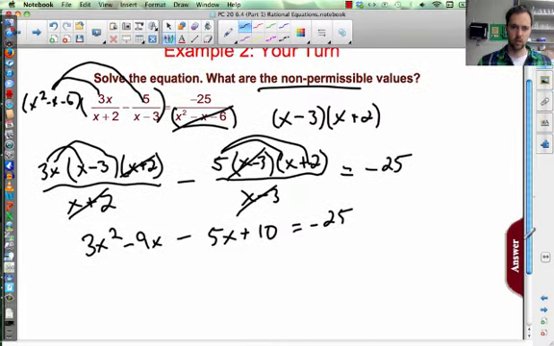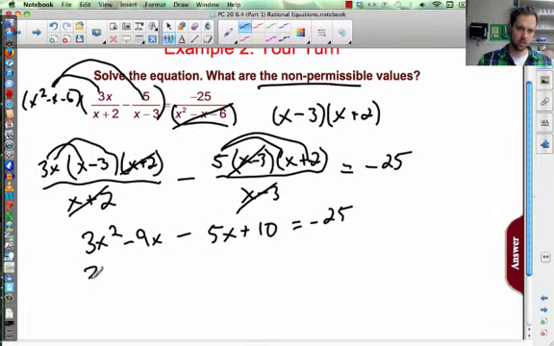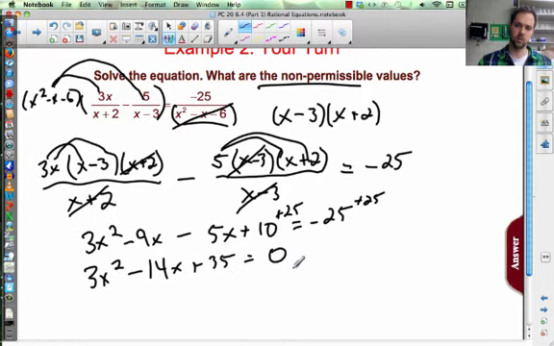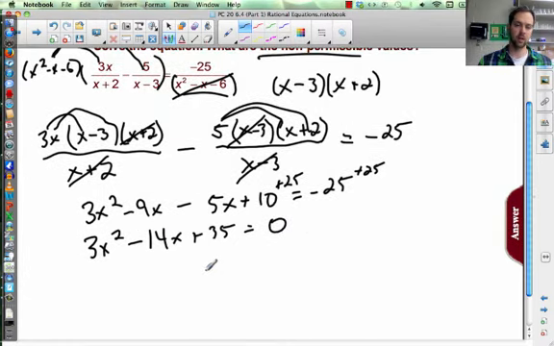So get everything to one side. 3x squared minus 9x minus 5x will give us minus 14x. And then here we have 10, but we're going to add 25. Add 25. So we get plus 35 equals 0. And then this you're going to have to factor and just solve for the values of x.